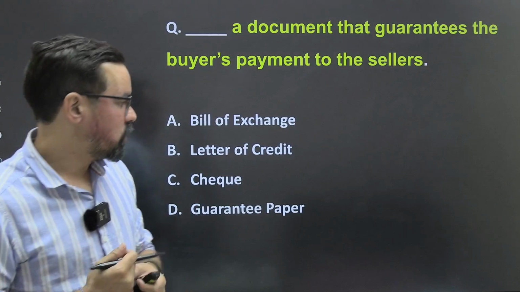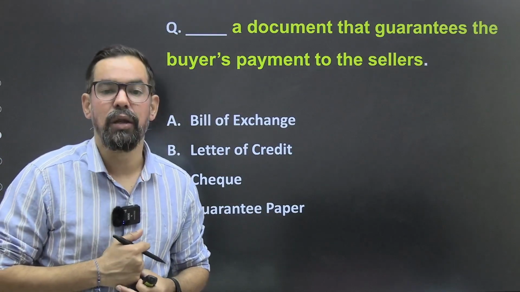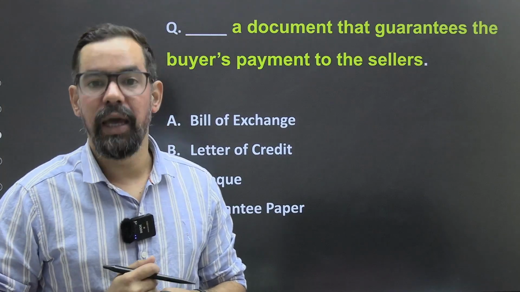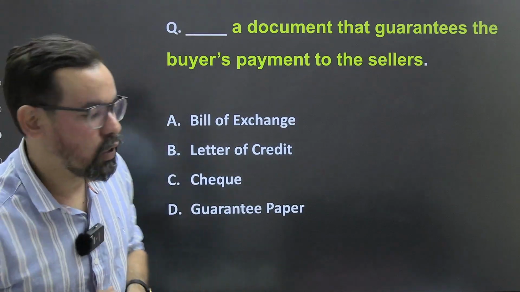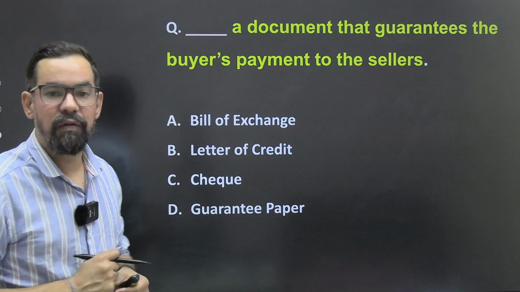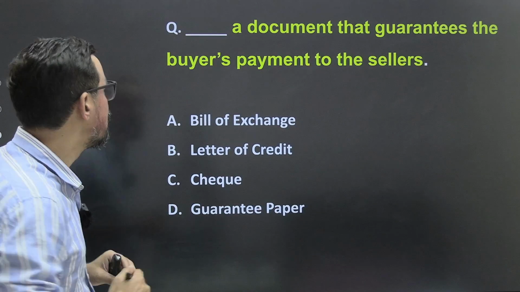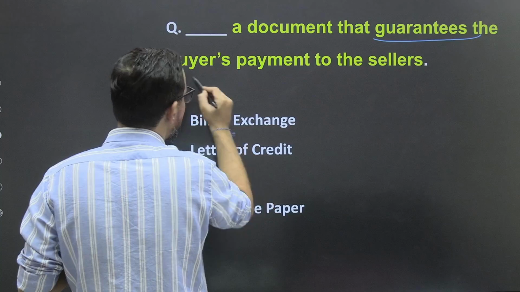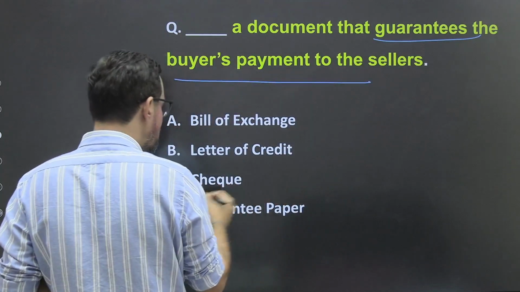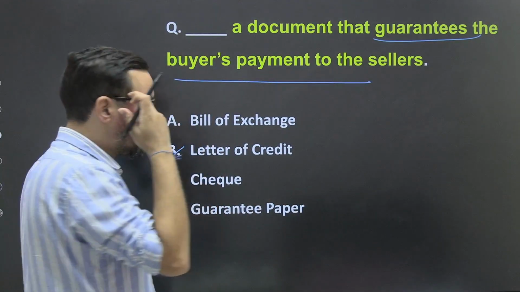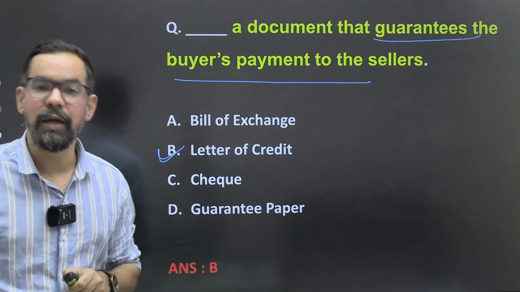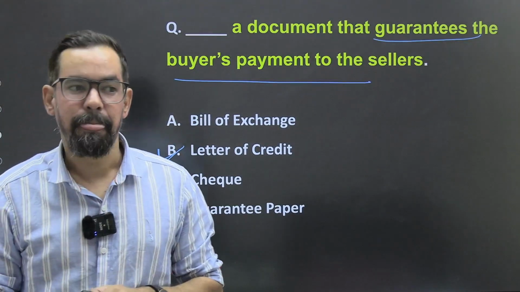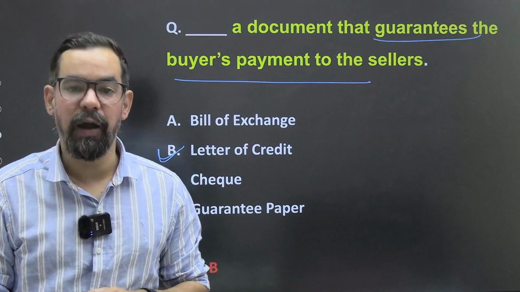Okay, let's move on. Now we are going to enter a new unit, which is unit number 4, LC, letter of credit. Documentary letter of credit, again a very important unit. It's a document that guarantees the buyer's payment to the seller, so it is known as a letter of credit. The standby guarantee clause is part of this particular one.